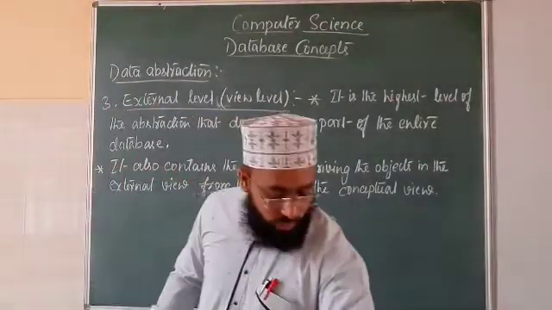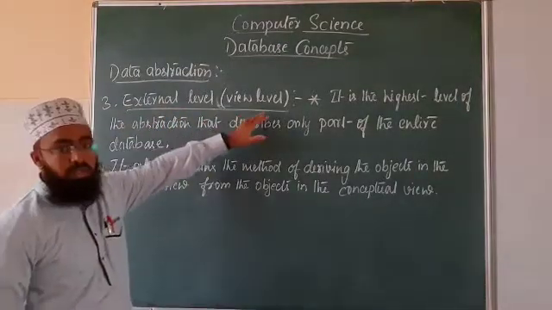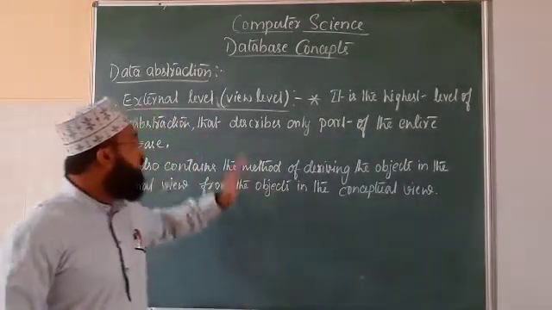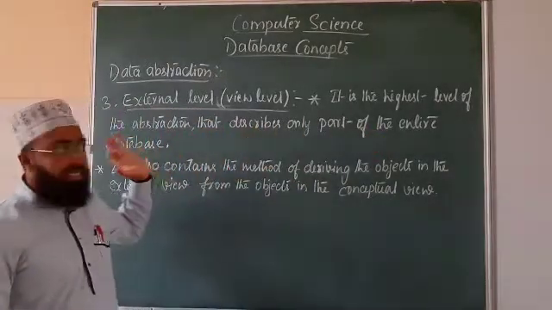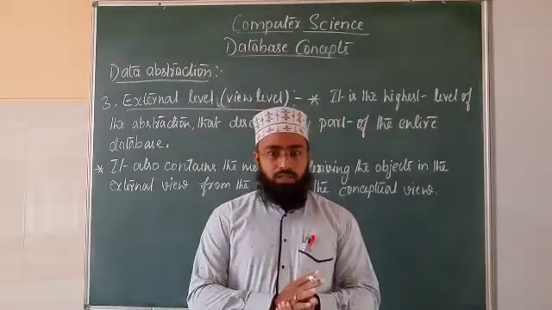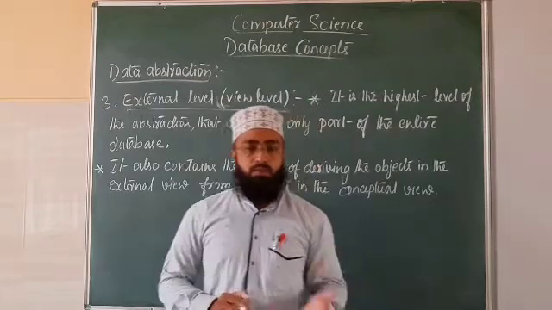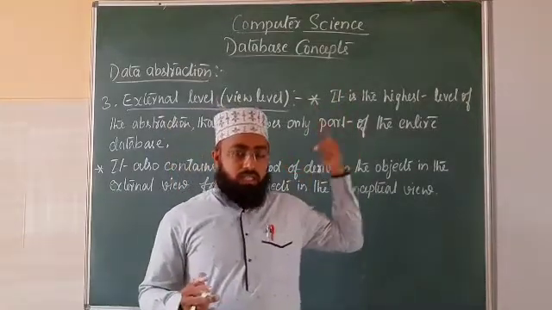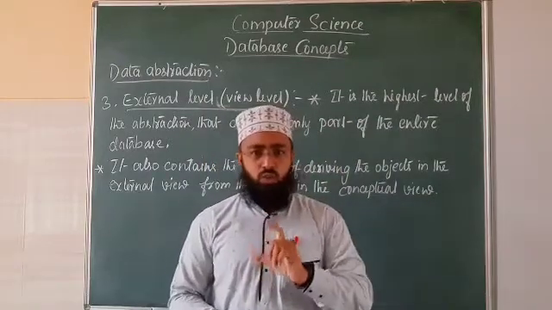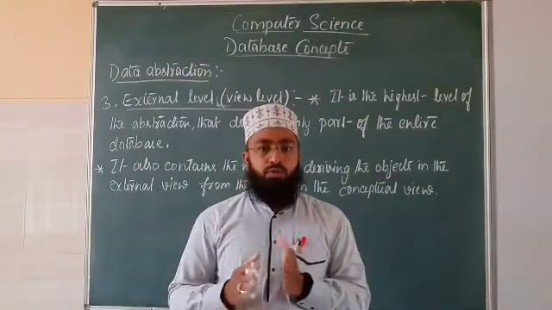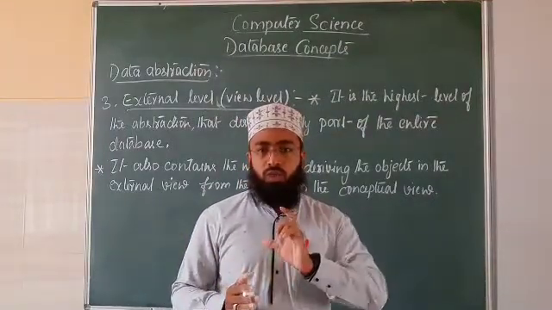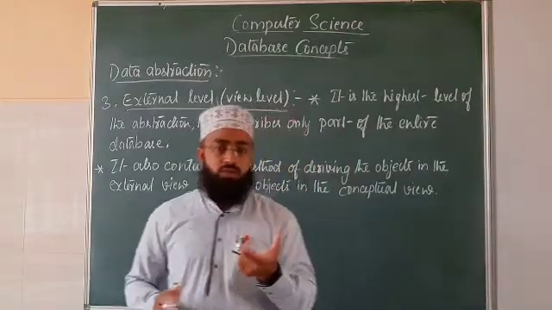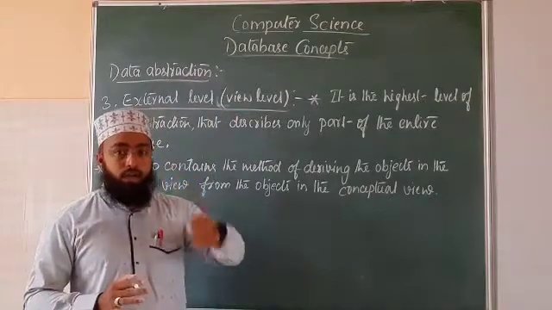Now, the third and last level of abstraction is the external level, which can also be called the view level. It is the highest level of the abstraction. What is its use? It describes only the part of the entire database. For example, your college database system. Under that college database system, we will store year by year details. So the external level only gives part of the database. Just like if you want the details of 2020-21, the external level just shows you 2021. If you go under 2021, then only you can see. Like that, it will describe only the part of the entire database.